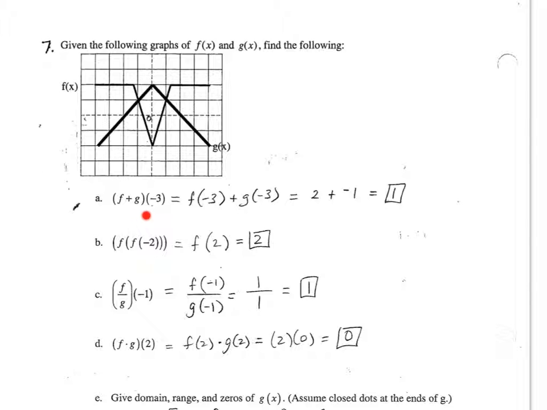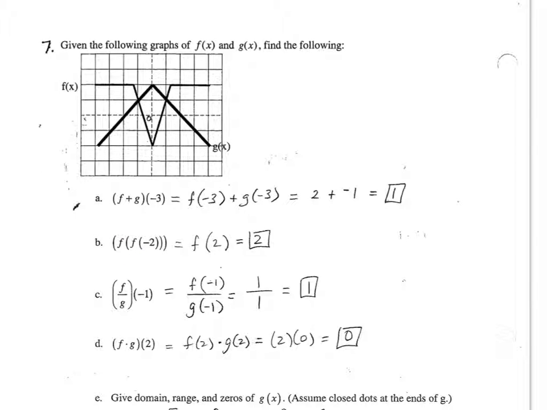So in part A, when I go to find f plus g of negative 3, I should be looking first for f of negative 3, and then adding to it g of negative 3. Well, when x equals negative 3, if I count 1, 2, 3 to the left, and I go get the y value off the f graph, I'm going to be right here on positive 2. When I go to get g of negative 3, counting 3 to the left and 1 down, I'm going to be having a y value of negative 1. 2 plus negative 1 equals 1.